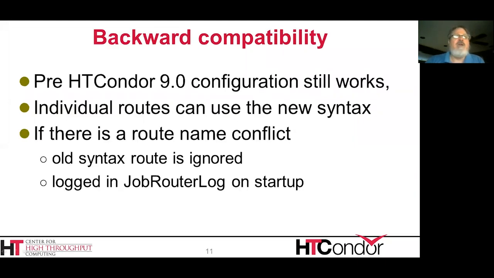And while we were doing that, we also improved the way the configuration for the job router works in other ways as well. Now we're still backward compatible. If you have an old style job router config, it will work the same way it did before. You can also use the new configuration for individual routes. So you can deploy improved configuration one route at a time if you wish. If you have routes in the old config and the new config with a name conflict, then we'll just ignore the one in the old config.